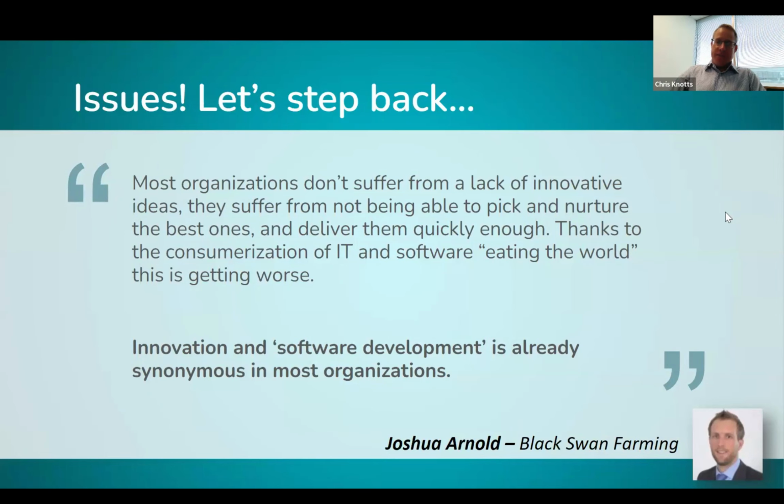Most organizations don't suffer from a lack of innovative ideas. They suffer from not being able to pick and nurture the best ones and then deliver them quickly enough. Thanks to the consumerization of IT and software eating the world, this is getting worse. So I'll stop there for a moment. I think probably you'll get no argument from me on that.